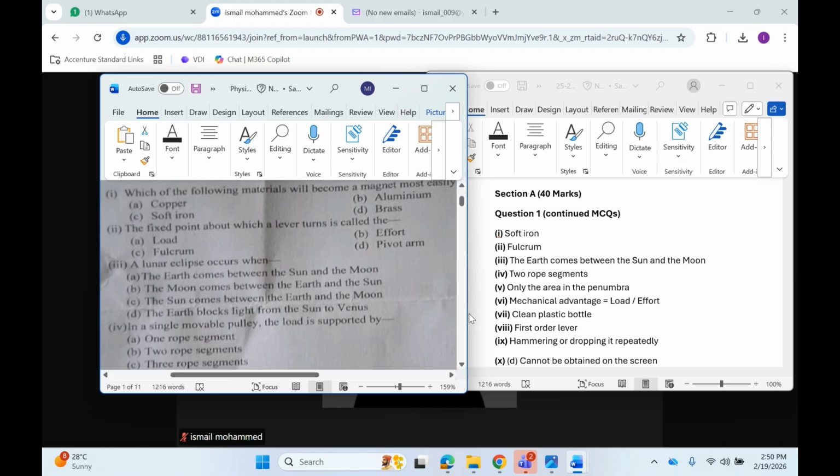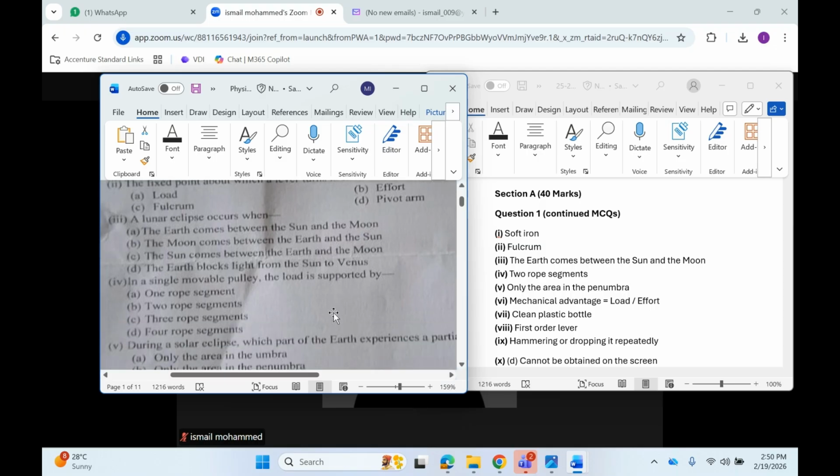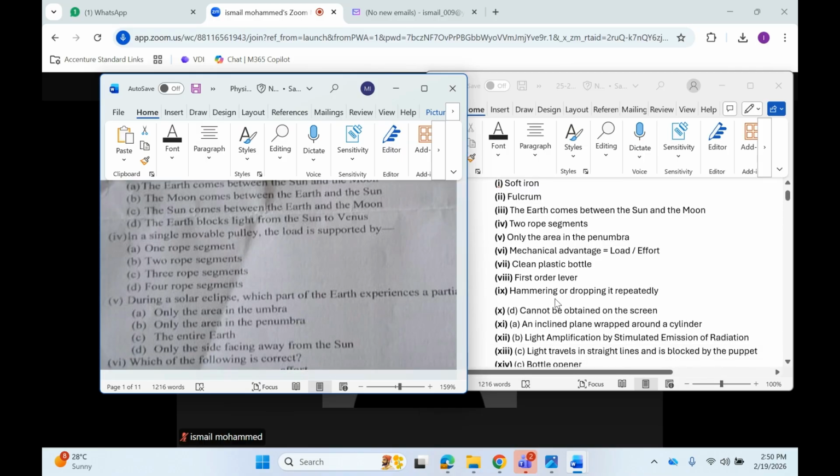Lunar eclipse occurs when the earth comes between sun and the moon, which is the third one. Sorry, A. In a single movable pulley, the load is supported by two rope segments.